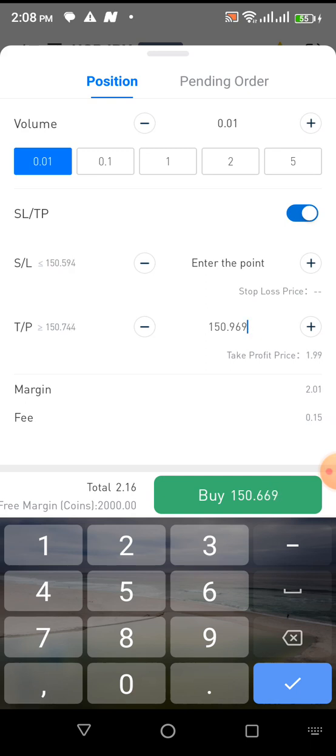So the moment you get to 150.969, the $2.02 will not be your money. That will be the money you got from the trading. Okay, that's your profit you got from the trading. That's what will show you there. Now that is under 0.01 lot size. You can see lot size at the top. Okay, let me show you the lot size.